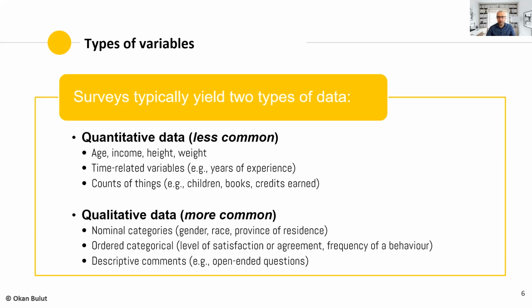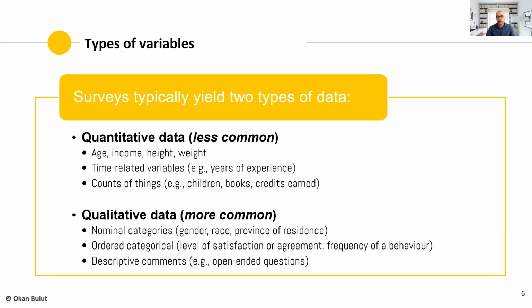If you are asking a very brief survey to get to know people, some very simple demographic questions, then you will have some quantitative data. But most of the time in surveys, we get qualitative data, and those are typically nominal categories such as gender, your ethnicity, race, or which province you are living in. Or it could be ordered categories, or ordinal variables, such as level of satisfaction, agreement, or frequency of a behavior, such as never, sometimes, very often, almost always, or strongly disagree, agree, strongly agree, an agreement type of variable.